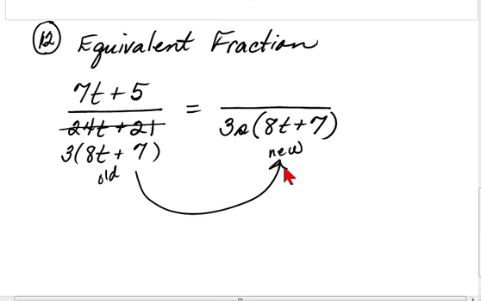What's the change? What do you see that this one has been multiplied by to turn it into this one? S. Wasn't it multiplied by S? That's the only thing that shows up that's new. So if the bottom was multiplied by S, the top needs to be multiplied by S.